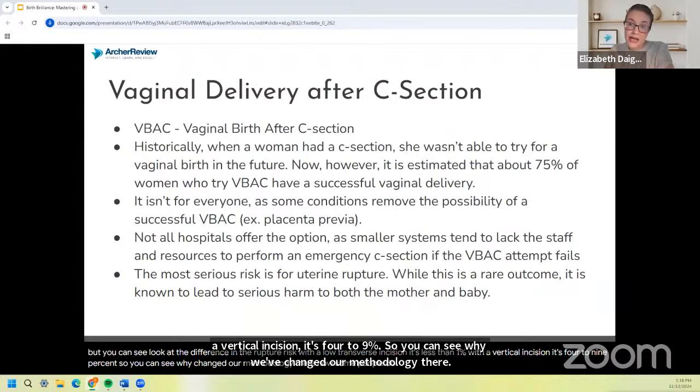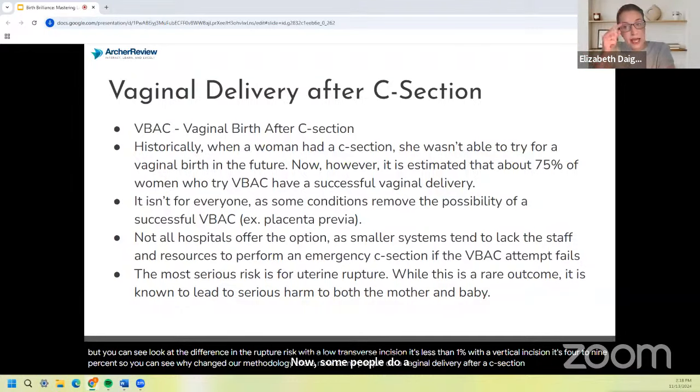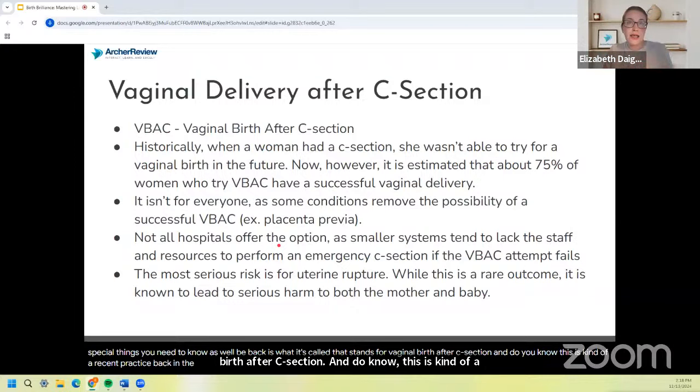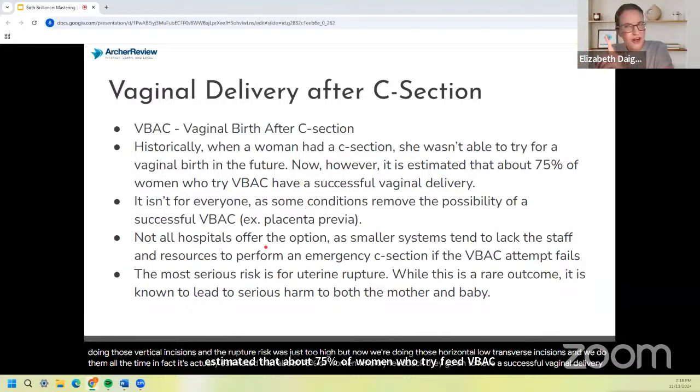Now, some people do a vaginal delivery after a C-section, and that has some special things you need to know as well. VBAC is what it's called. That stands for vaginal birth after C-section. And do know this is kind of a recent practice. Back in the day, if a woman had a C-section, she really was not able to do a vaginal birth in the future because we were doing those vertical incisions and the rupture risk was just too high. But now we're doing those horizontal low transverse incisions, and we do them all the time. In fact, it's estimated that about 75% of women who try VBAC go on to have a successful vaginal delivery. It's not for everyone, though.